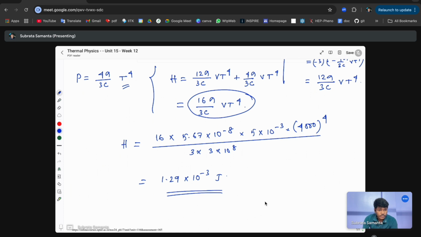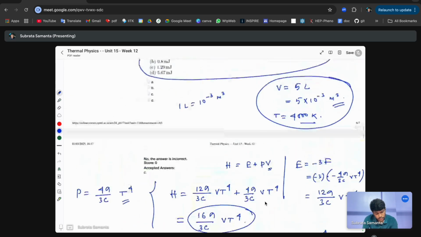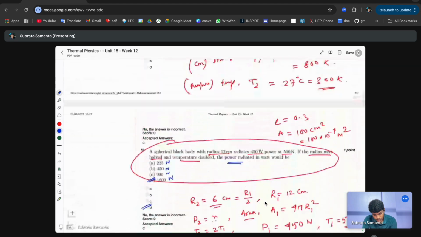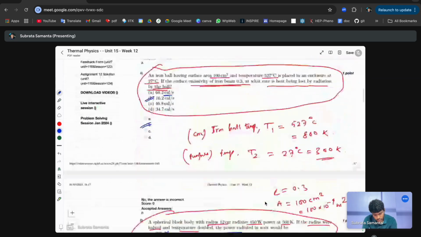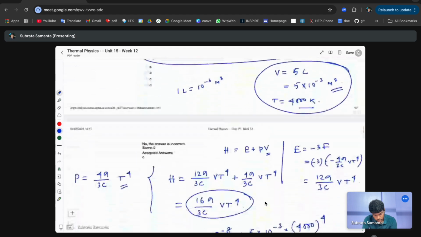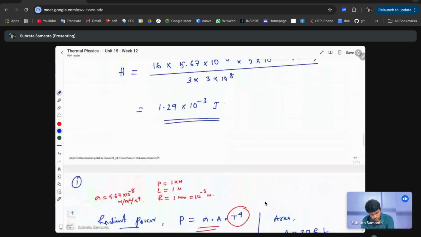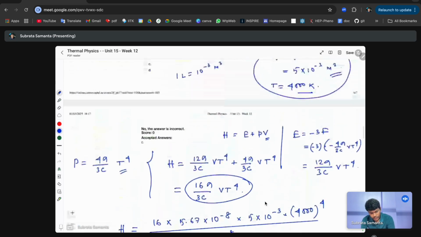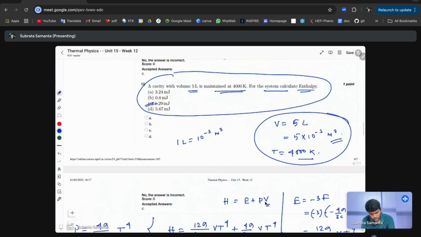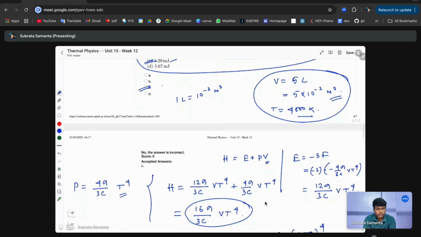This is the enthalpy. Okay, so let's check the option. So 1.29, yes, it's a millijoule. So it's basically 1.29 millijoule. Okay, so option C is correct, right?